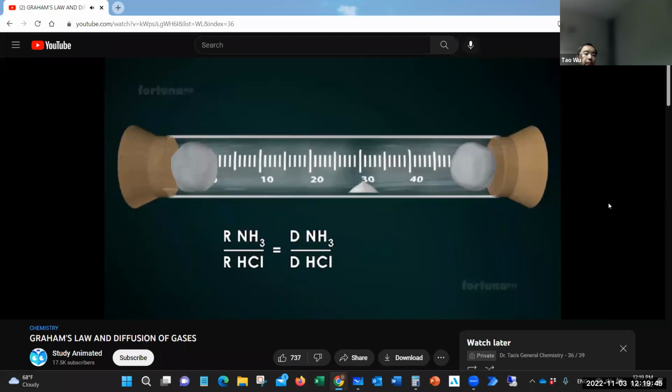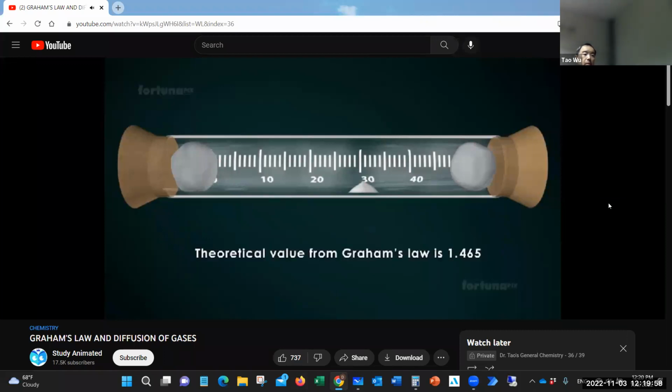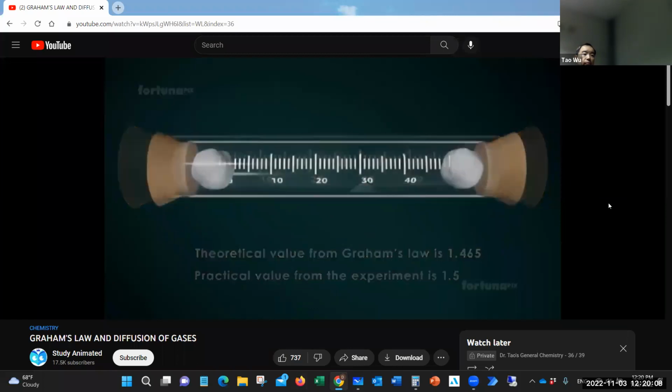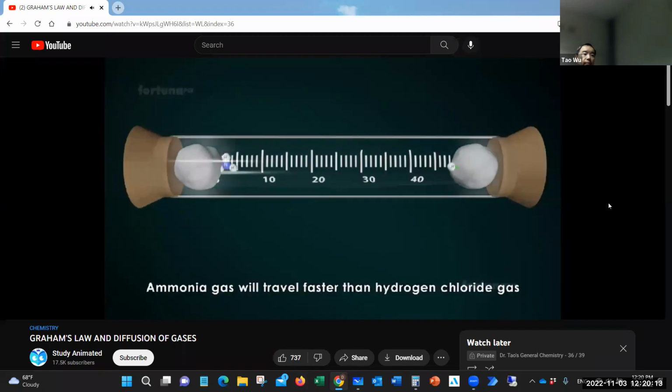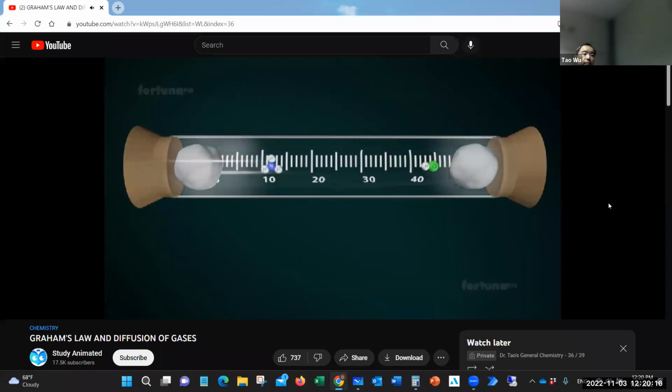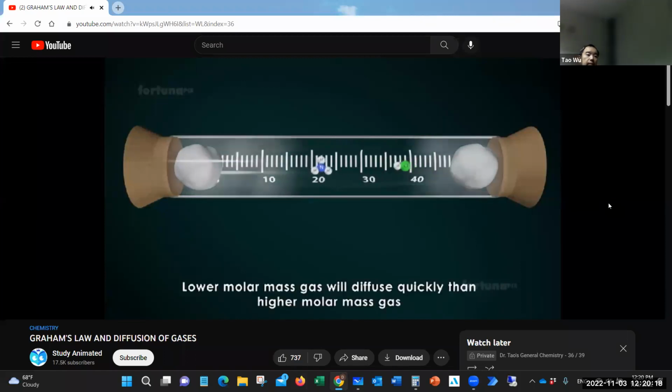The diffusion rates of each gas will be the distance traveled by each gas. So, 30 divided by 20 is equal to 1.5. Now let's compare the theoretical value from Graham's law, 1.465, and the practical value from the experiment, which is 1.5. It is experimentally proved that ammonia gas will travel faster than hydrogen chloride gas. In other words, lower molar mass gas will diffuse more quickly than higher molar mass gas.